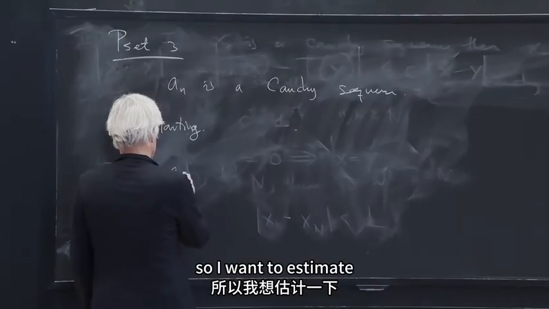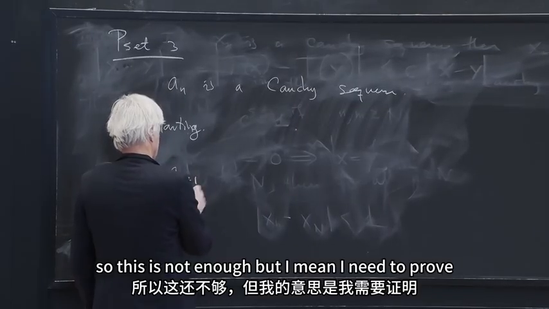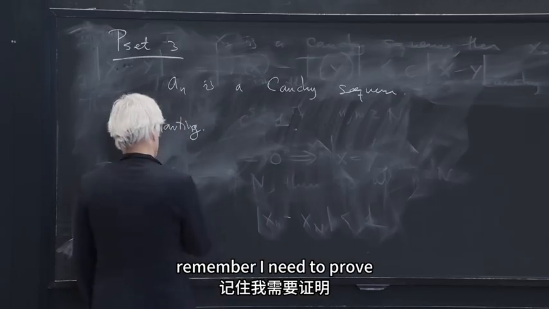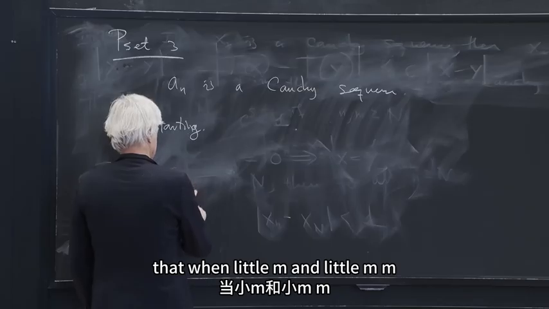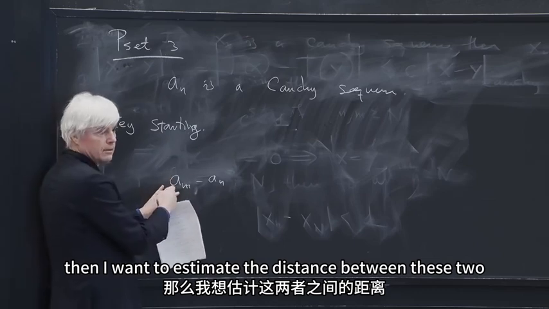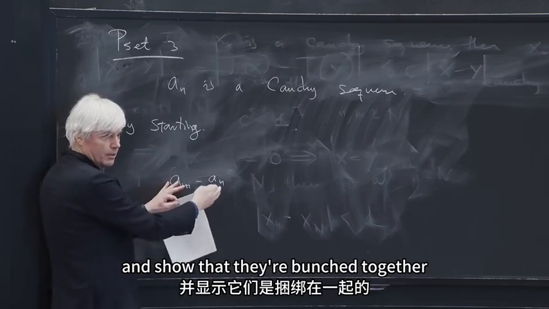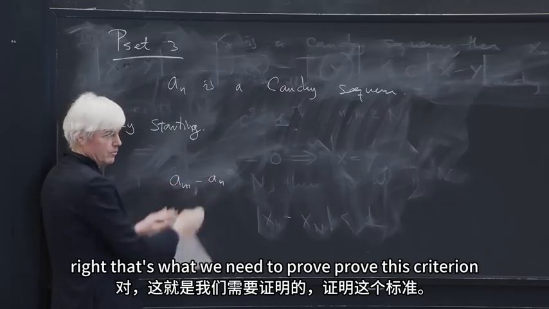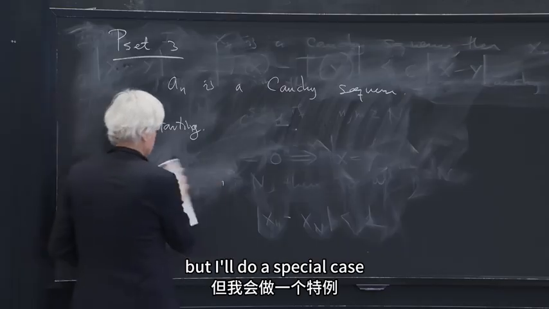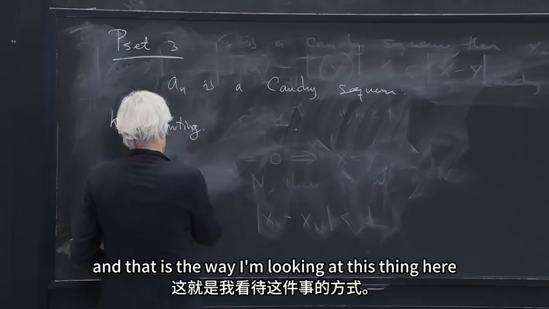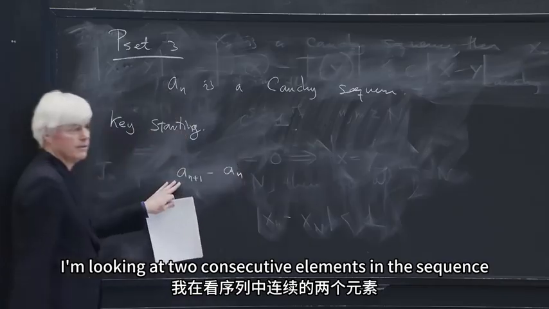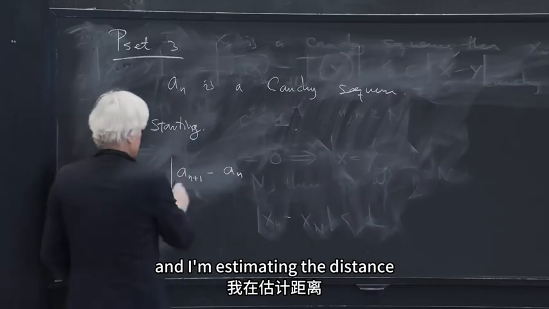So I want to estimate. This is not enough. What I need to show is, remember, I need to prove that when little m and little n are sufficiently large, then I want to estimate the distance between these two and show that they're bunched together. That's what we need to prove it's a Cauchy sequence. I won't quite do this, but I'll do a special case that is the key starting point. And that is the way I'm looking at this thing here: I'm looking at 2 consecutive elements in the sequence, and I'm estimating the distance.